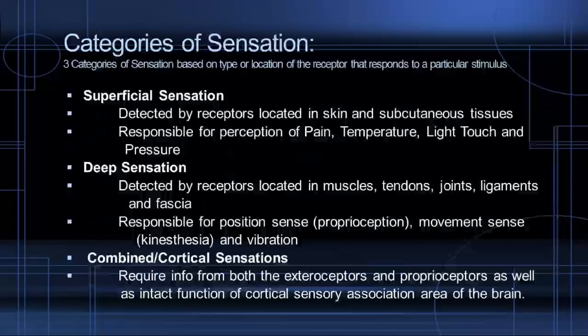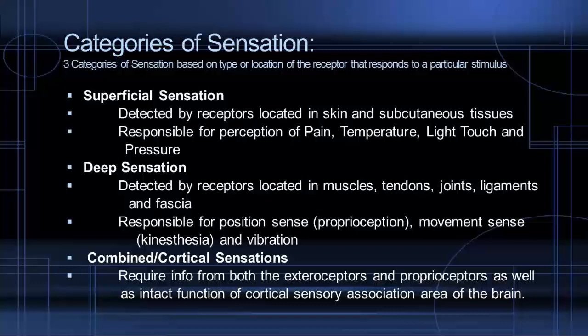So as far as sensation goes, there are different categories of sensation that we're going to be testing, and it's based on the type or location of the receptor that's responding to a particular stimulus. The three different types are superficial, deep, and cortical or combined sensations. Superficial sensations are detected by receptors located in the skin and subcutaneous tissue: pain, temperature, light touch, and pressure. And again, we'll go over those in much more detail in neuro.